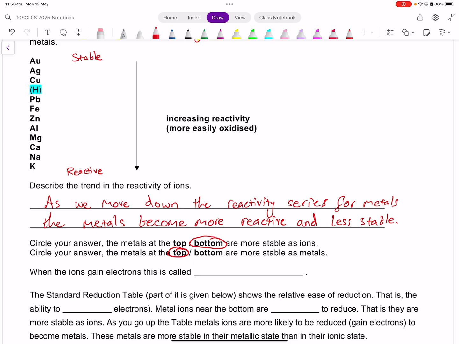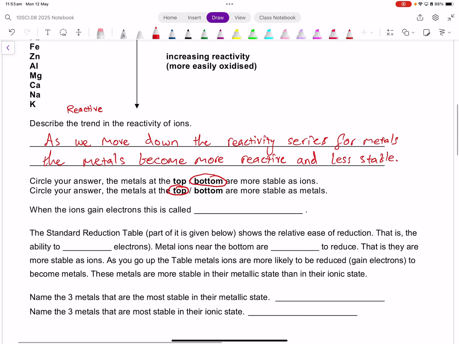So when the ions gain electrons, this is what we call reduction. Now, the standard reduction table, sometimes we refer to it as the SRT, shows the relative ease of reduction. So how easily it is for us to reduce something. So reduction is the ability for us to gain electrons.